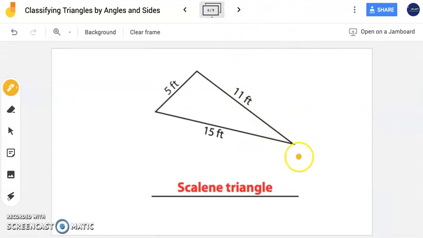Just like in this problem here, the triangle we have here has 3 side lengths that are given to us. We have 5 feet, 11 feet, and 15 feet. I'm noticing by this triangle there are 3 different side lengths given. So that means I can either classify it as scalene, isosceles, or an equilateral triangle. But notice here it says it's a scalene triangle. We know that this is the correct answer because all 3 side lengths are different measurements.